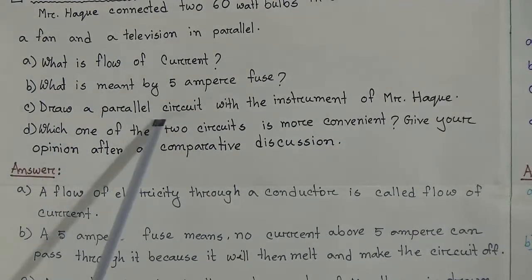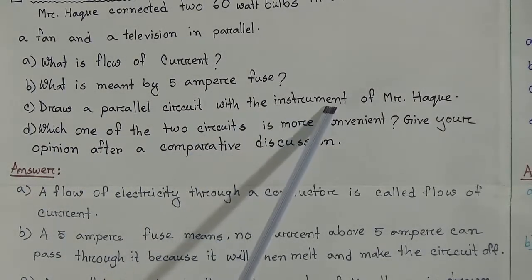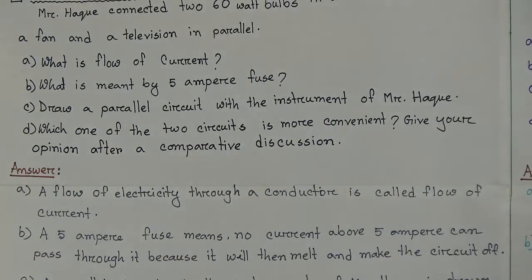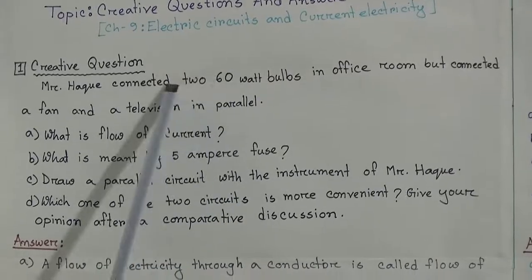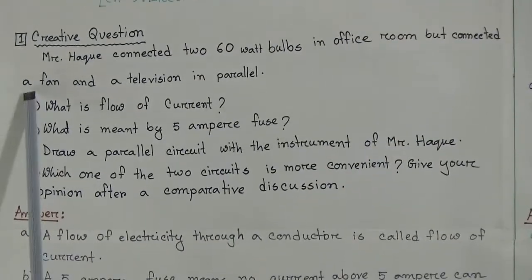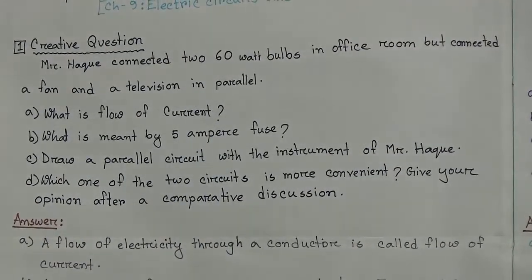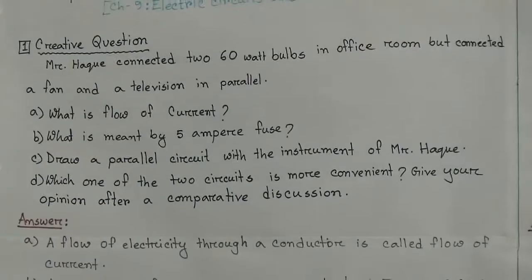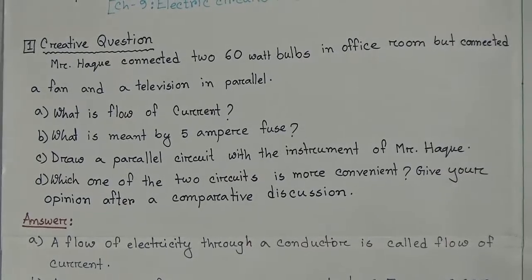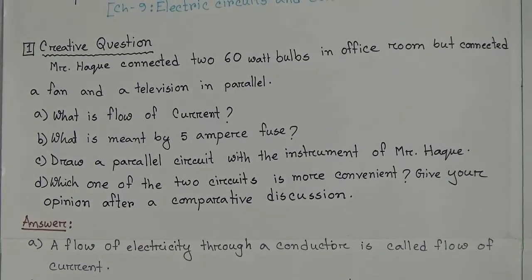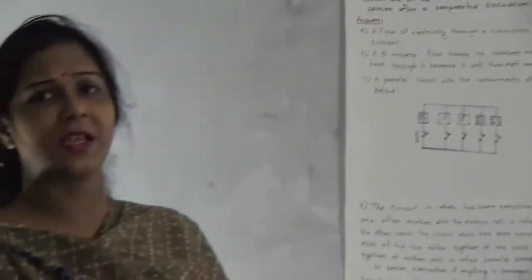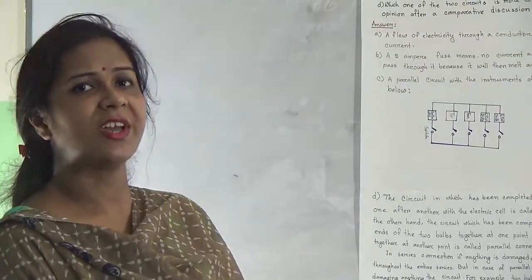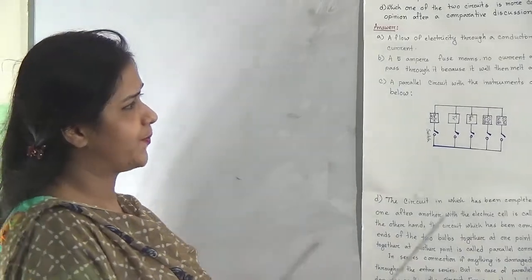Now go to the next question. Here we have to draw a parallel circuit with the instruments of Mr. Hawk. Mr. Hawk used two 60 watt bulbs, a fan and a television. We know there are two types of circuits. One is series circuit, another is parallel circuit. We have to draw the parallel circuit that Mr. Hawk used at his office.